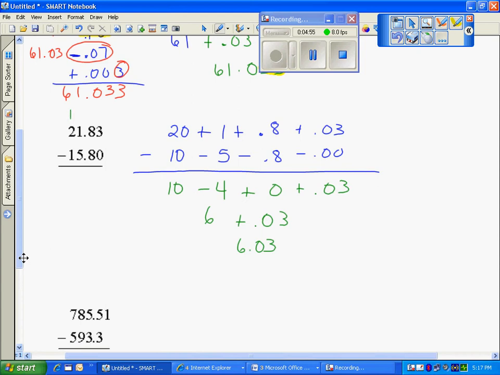Using partial differences, 21 minus 15, because I'm in my tens column. 20 minus 10 is 10. In my ones, 1 minus 5 is negative 4. So right there, we know that that totals 6. 8 tenths, take away 8 tenths, leaves me nothing. And in the hundredths, 3/100ths, take away nothing, leaves me the 3/100ths. Notice it's positive because I still have it. I'm not in the hole.